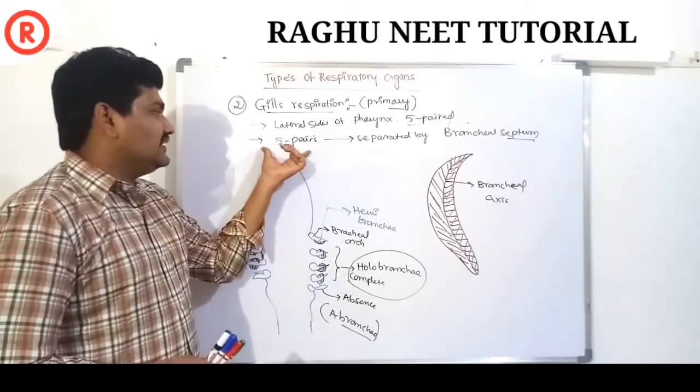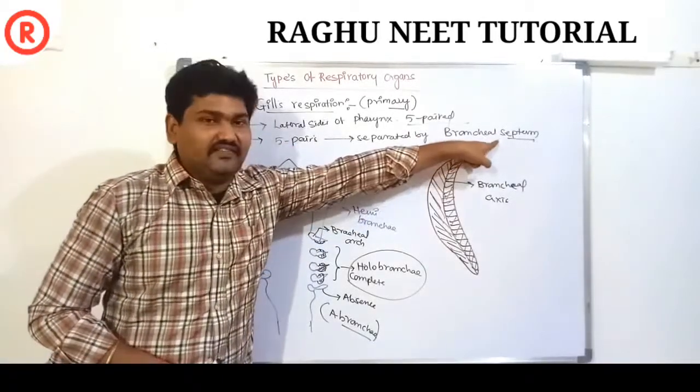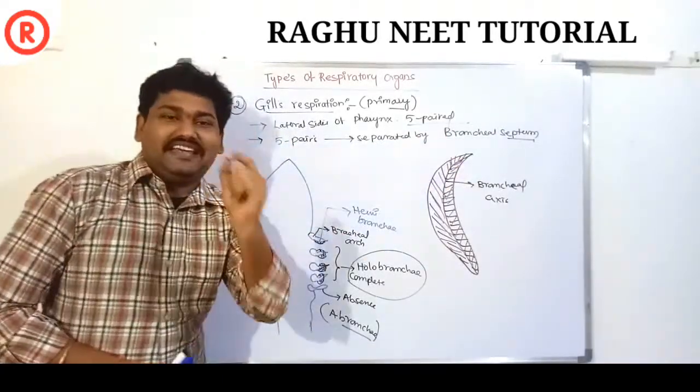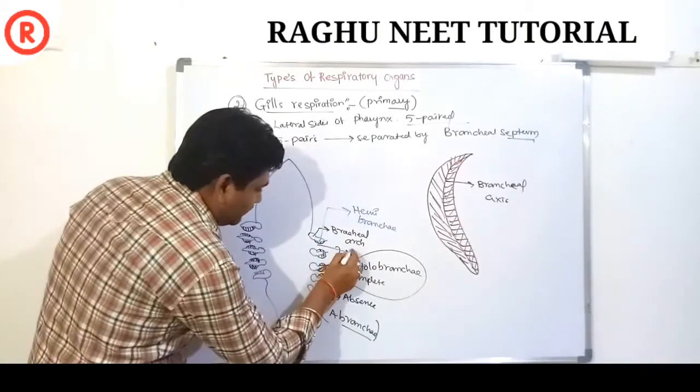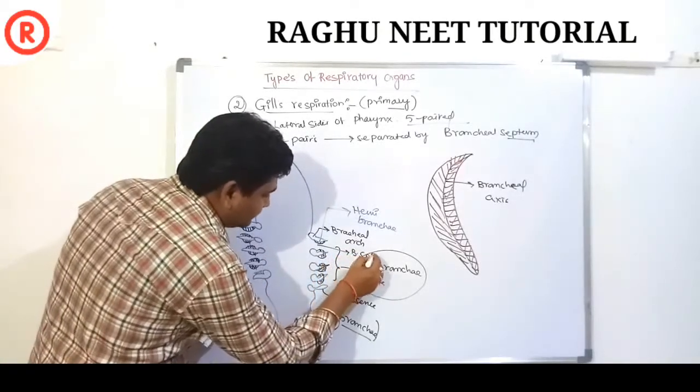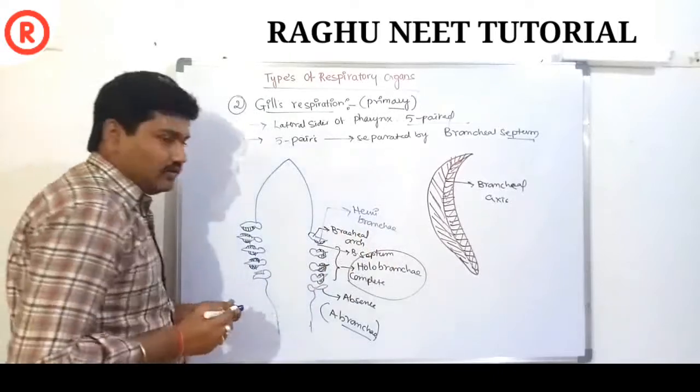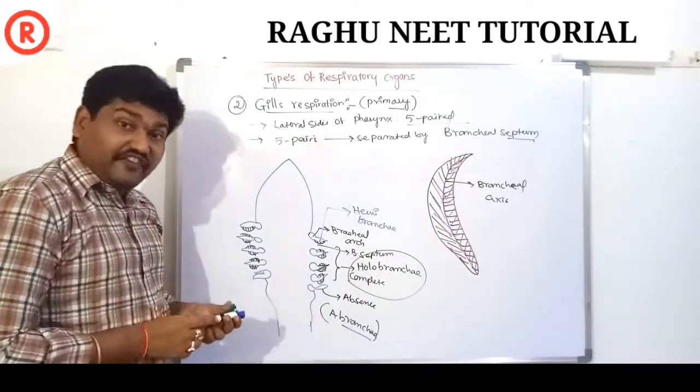The five pairs of gills are completely separated by a septum. The septum is known as the branchial septum. So these five pairs of gills are there in fishes.